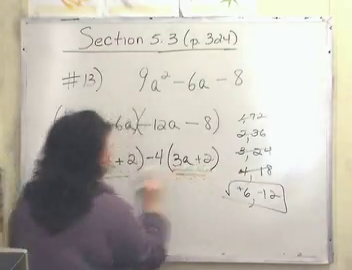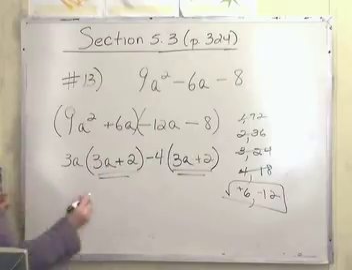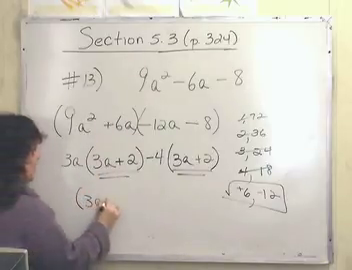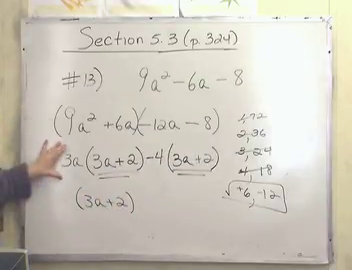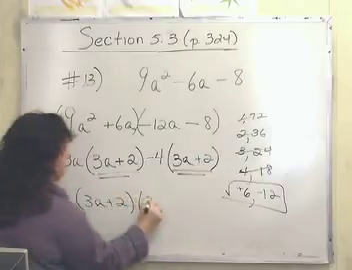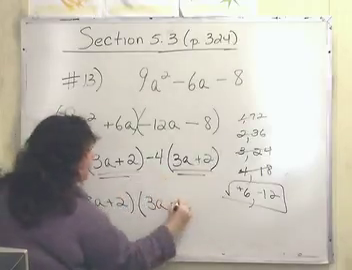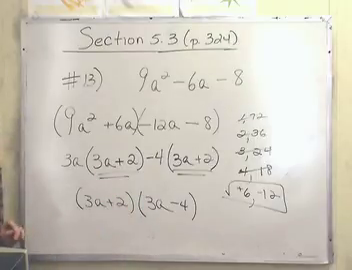The whole point of factoring by grouping is so that you get another common term. And in this case, the GCF is 3a plus 2. Divide, we are left with the other factor of 3a minus 4. So we have 3a plus 2 times 3a minus 4. You can now check your work.